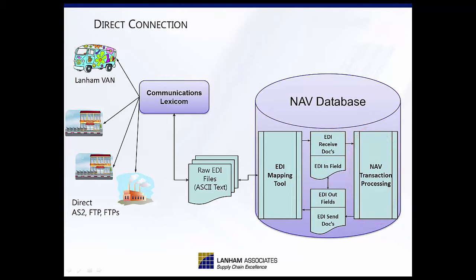Then I'm going to process that sales order, maybe ship and invoice it, and then I'm going to send out my outbound files. 810 is an invoice, so it will sit on the EDI send document side, go through the EDI mapping tool, and then now I have a file out there that I'm waiting for Lexicom to pick up and then deliver via the Lanham VAN or the direct connection, just depending upon what the trade partner and the user have agreed upon.